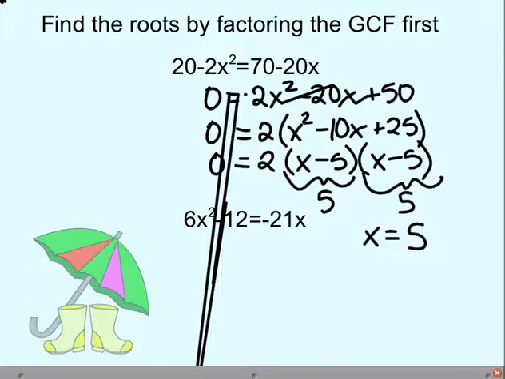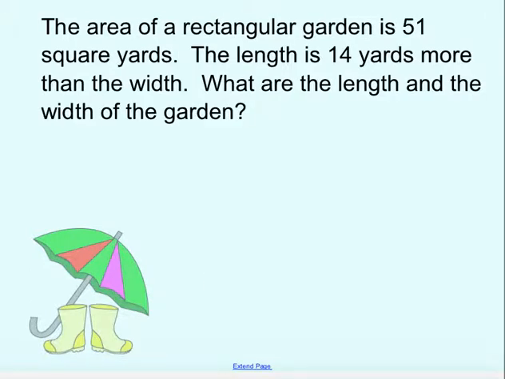Okay, and you can try that with the second one as well. Just factor out that greatest common factor first. It'll make things a whole lot easier. Let's look at a real-life example and then finish up this video.